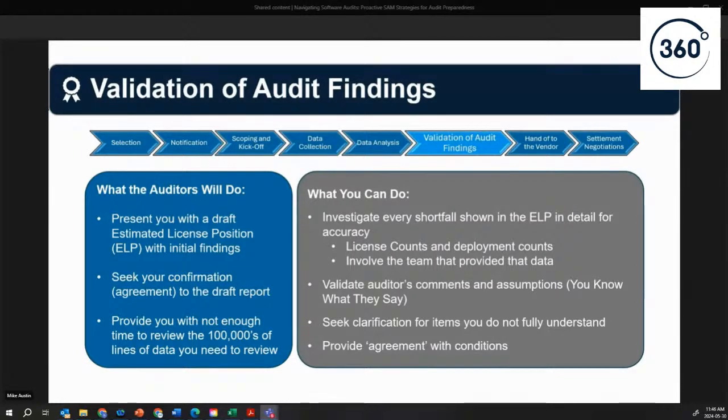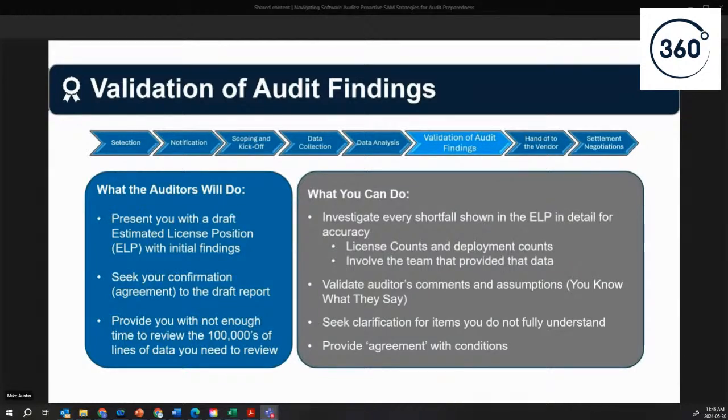And so what you should be doing is, the first thing I do when I see an ELP is go and look, because the main tab in them usually is what they call the ELP. That's going to have the product, your deployed counts, your licenses, and your deltas or overages. So the first thing I do is look anywhere there's a shortfall. If we're over-licensed according to the auditor, I'm probably not even going to be concerned with it.